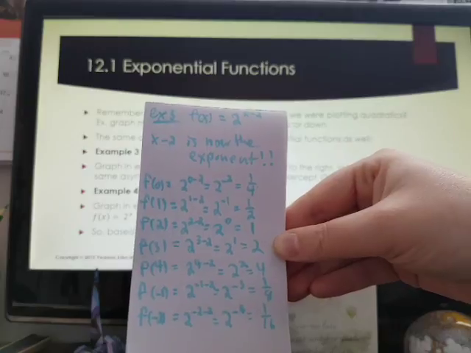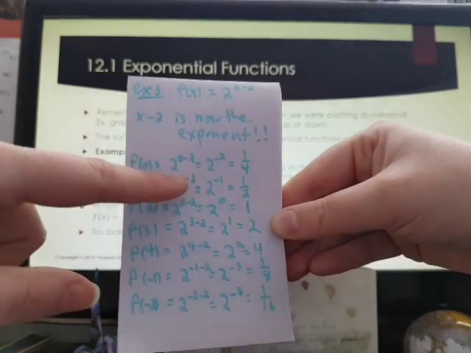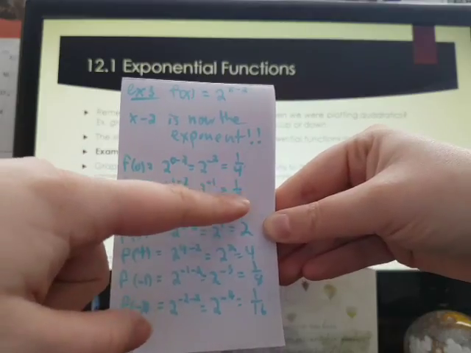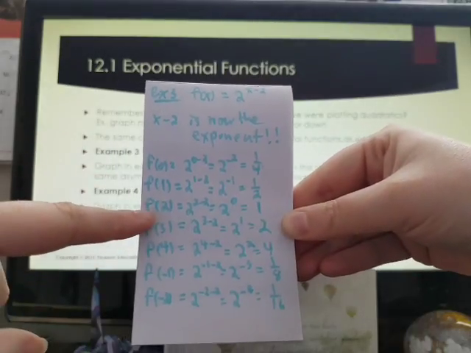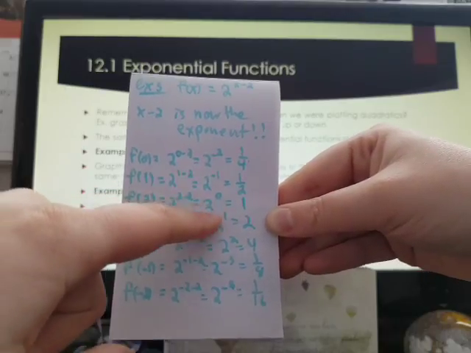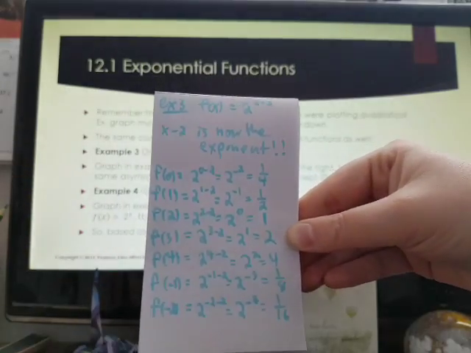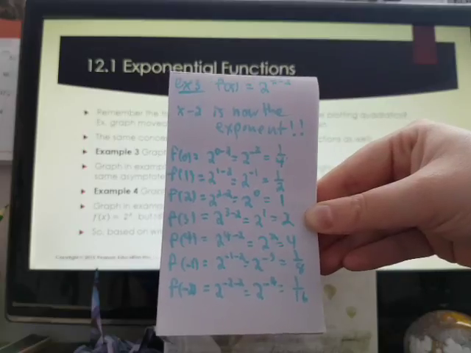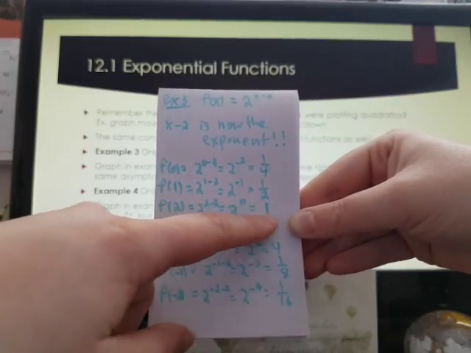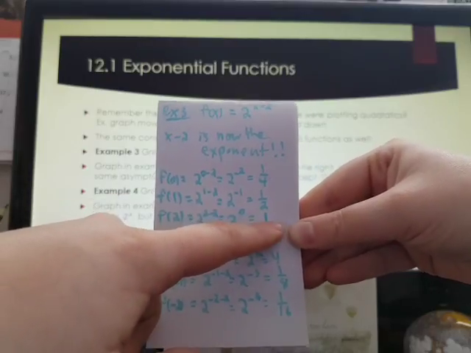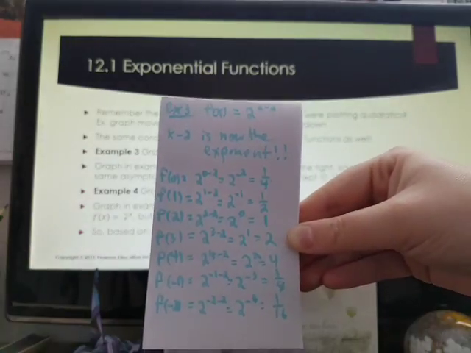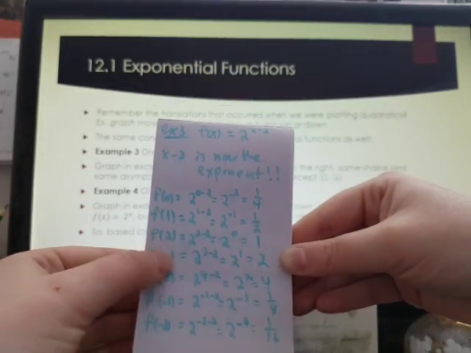If you plug in a 1, you're going to get 2 to the 1 minus 2, which is going to give you 2 to the minus 1, which is going to give you 1/2. If you plug in a 2, you're going to get 2 to the 2 minus 2, which is going to give you 2 to the 0, which is going to give you 1. So already you can see that things are changing a little bit here. Usually you end up having your 1 value for y when your x is 0, but obviously it's changed here, so your y-intercept is going to change for this graph. And so on and so forth.